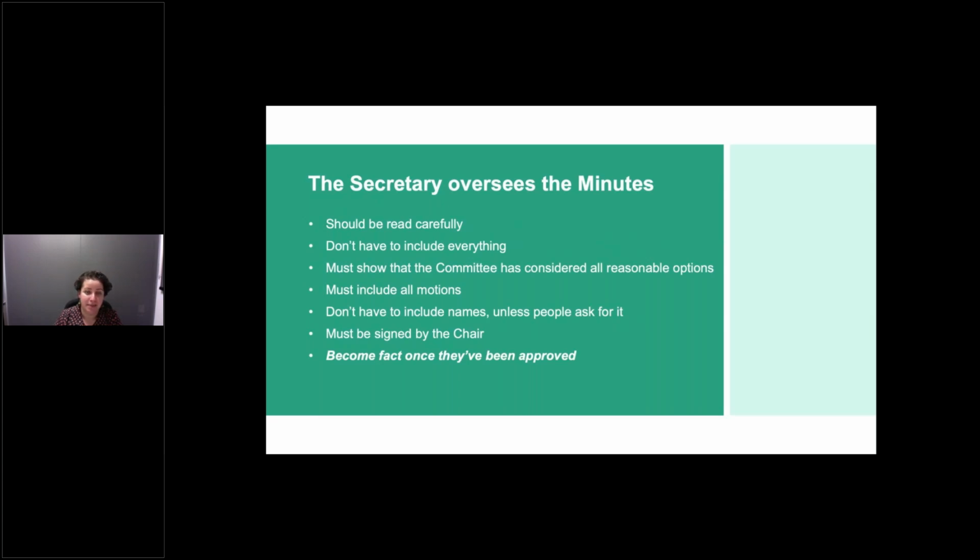The minutes must be, and should be as a good formality, signed by the chair. They don't become fact until they're approved. So that's why in the agenda you would have a standing item of approving the minutes from the previous meeting. That should be standard practice. Until that process has happened at the next meeting, the minutes are in draft form.